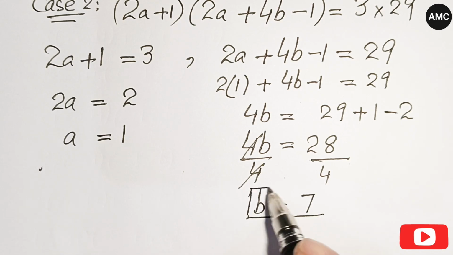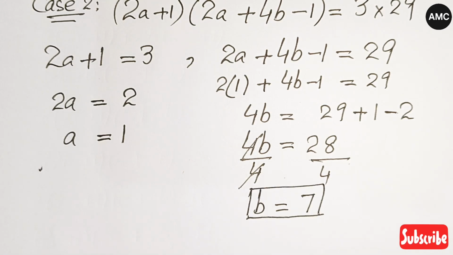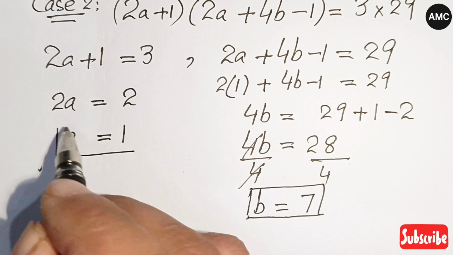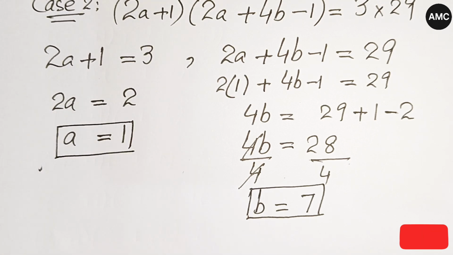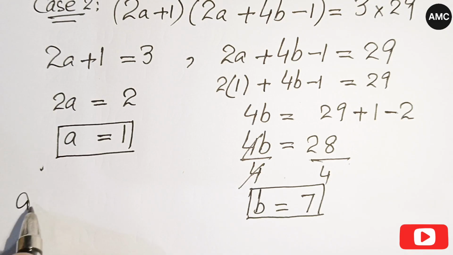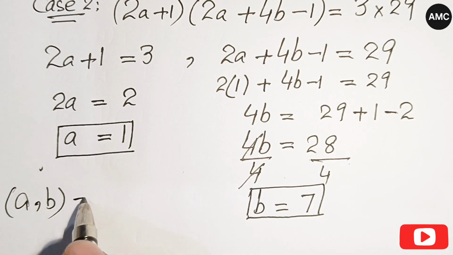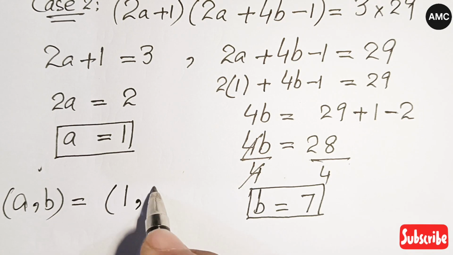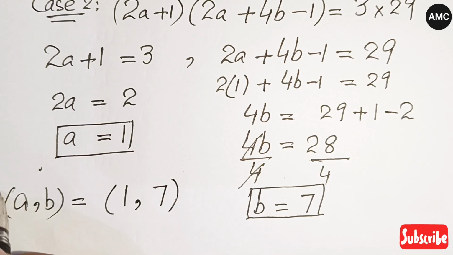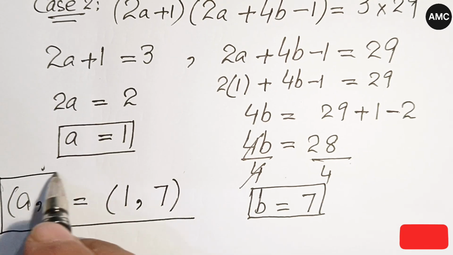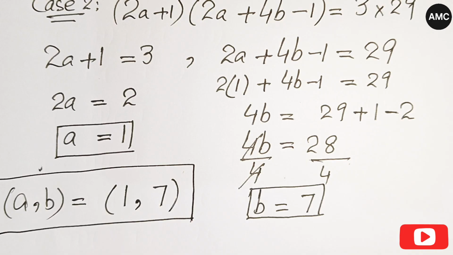So we have the second pair of values, which is 1 and 7, and these are valid values, and we get our answer: the value of a is 1 and the value of b is 7. So it is our final solution of this problem.